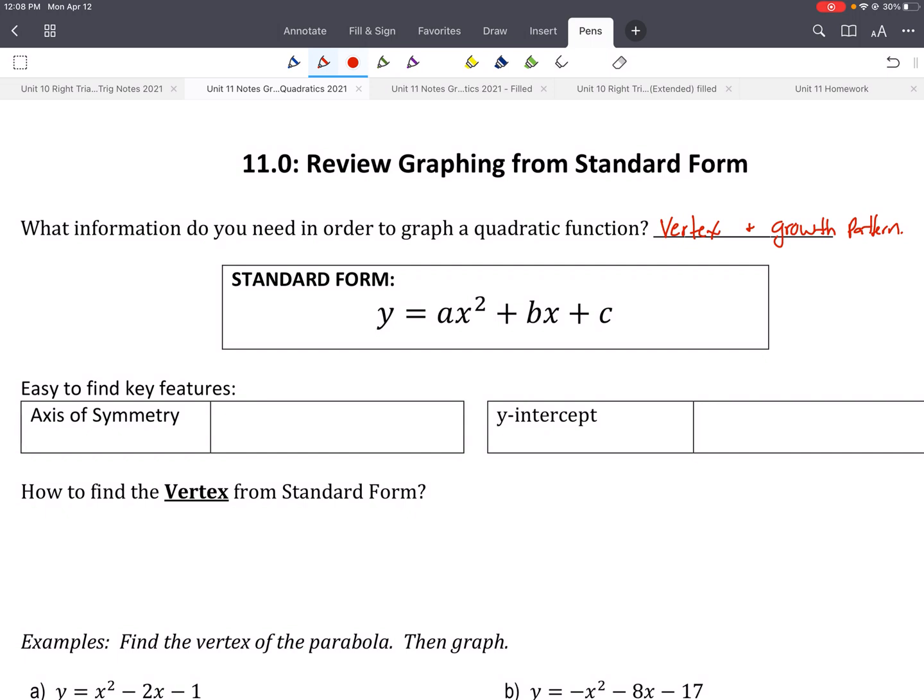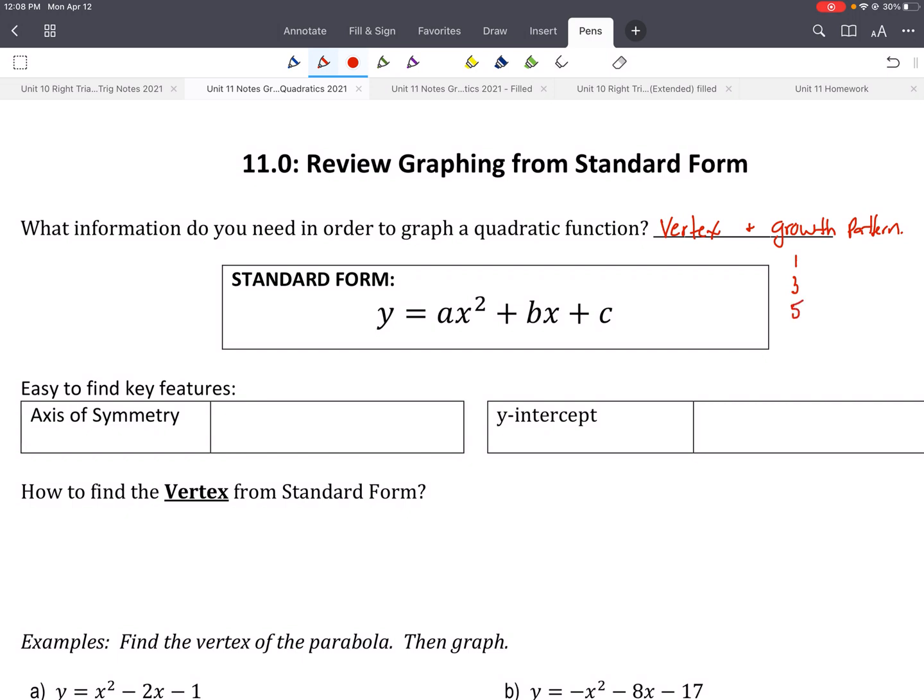We're always going to need to find the vertex. We're going to talk about two other forms of quadratics, and for all of them, we're going to need to find the vertex. And then once we have the vertex, we can use the growth pattern. And again, that's 1, 3, 5.